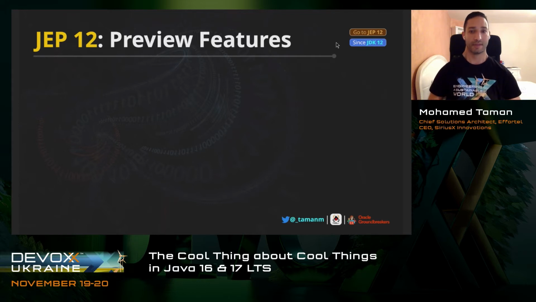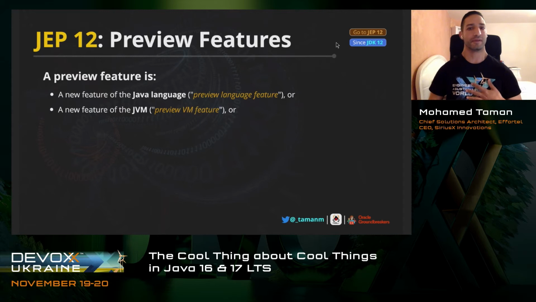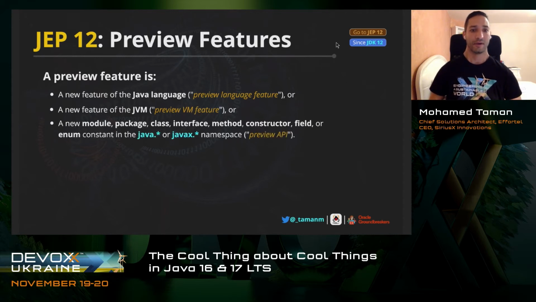So preview feature: it was an idea definitely when we switched to the module system in Java 9, but its introduction started in JDK 12 with switch expressions. A preview feature is when we would like to introduce a new feature in the language, or a feature in the virtual machine, or something related. And it could also be combined with some related API.